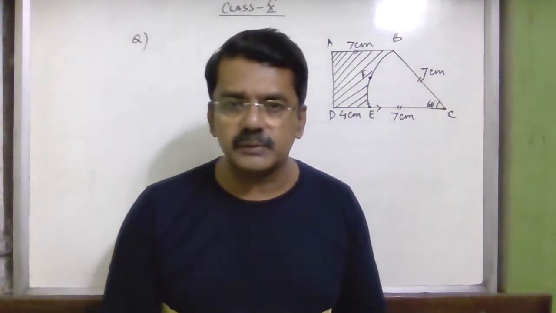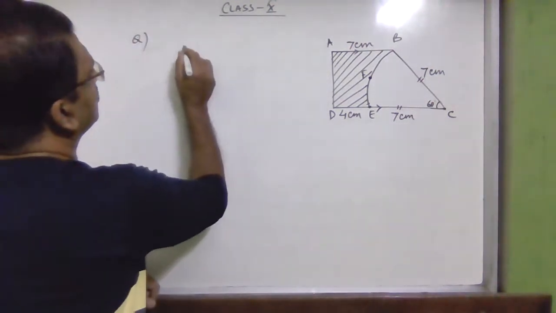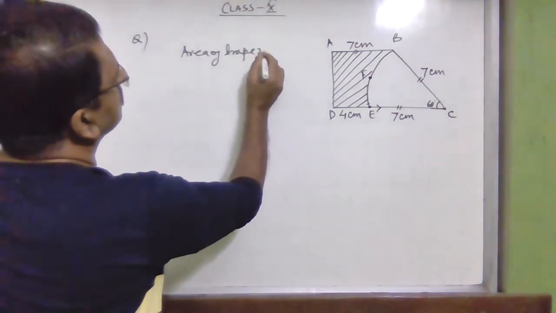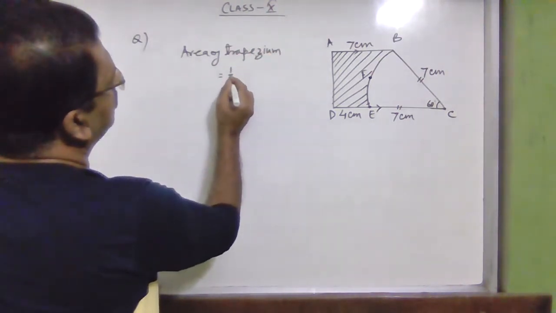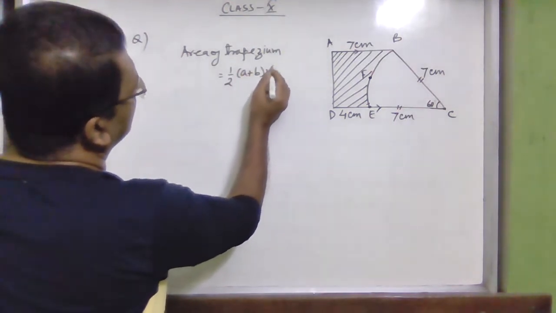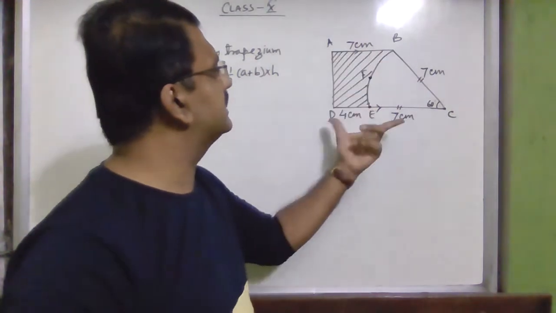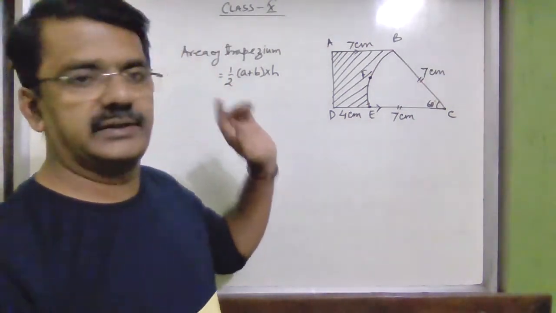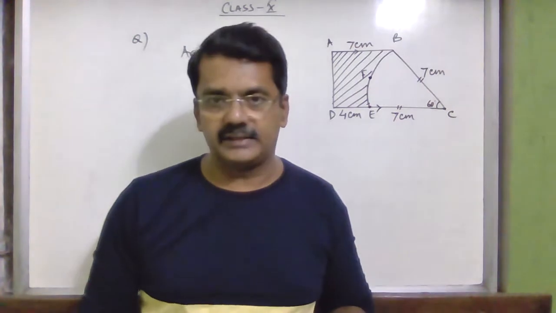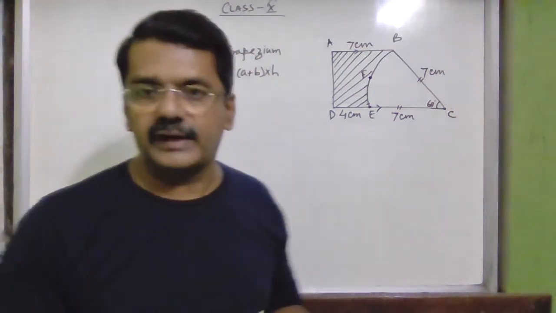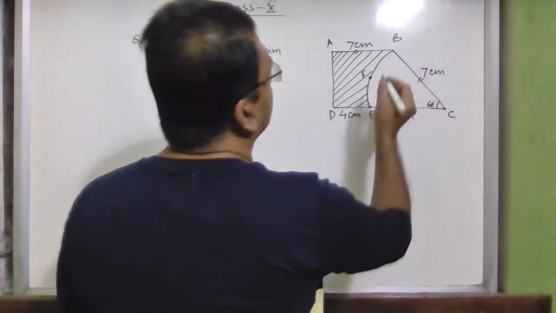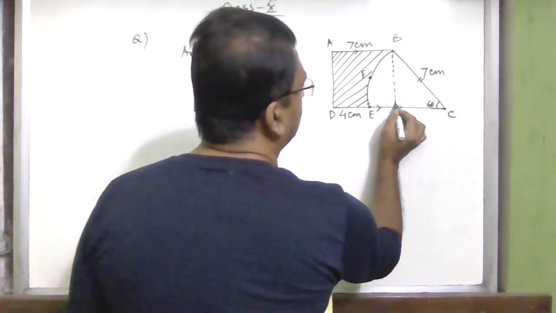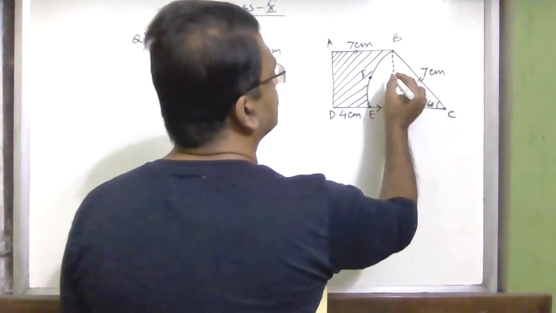But to find the area of the trapezium, you know the formula: area of trapezium will be half (A plus B), that is sum of parallel sides, into H. Now this side is 7 centimeter and this side is 11 centimeter. So we know two parallel sides, but we don't know the height. We have to find the height. To find the height, you draw a perpendicular from that point on this line DC, and suppose this is H.